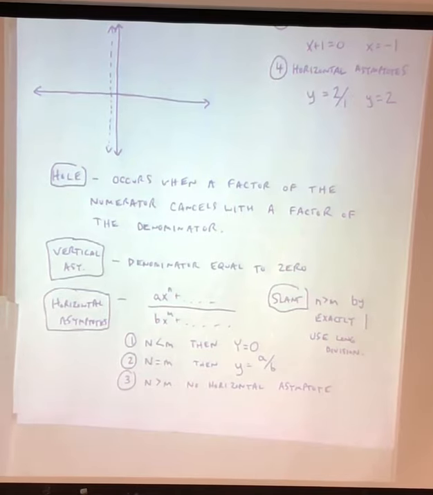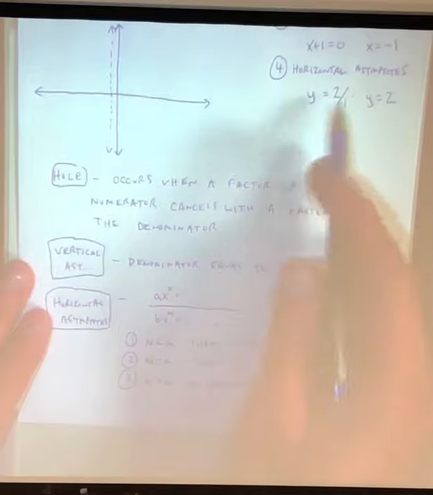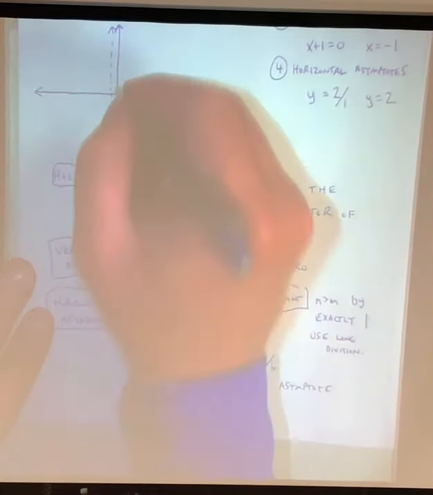So I'm trying to give you all the rules here as we go through this first example. What we've got so far, let's go back to our graph. We know that one of our horizontal asymptotes is at y equals 2.